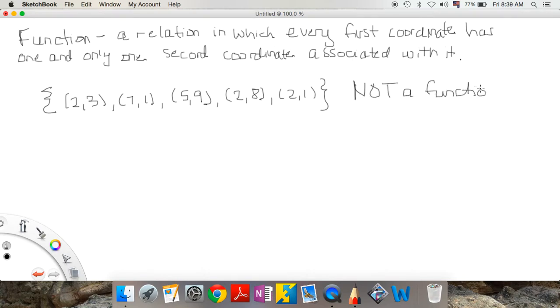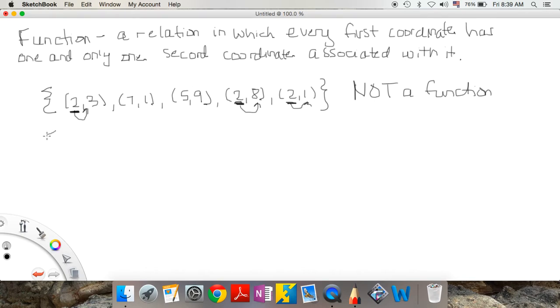Well, why is that? Well, look, a function is a relation in which every first coordinate has one and only one second coordinate. So if we look at the first coordinates, see where they're repeated. Well, we've got a 2 here, and a 2 here, and a 2 here, which means 2 has a 3 associated with it, an 8, and a 1 associated with it. So that is not one and only one second coordinate.